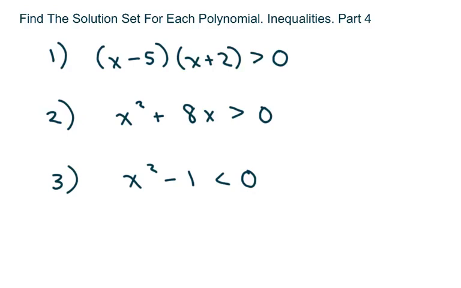Hi everyone, we're going to find the solution set for these three polynomials. The first one is when the polynomial is positive. The second one is positive, and the third one is negative. So for the first one, we have (x - 5)(x + 2) is positive.